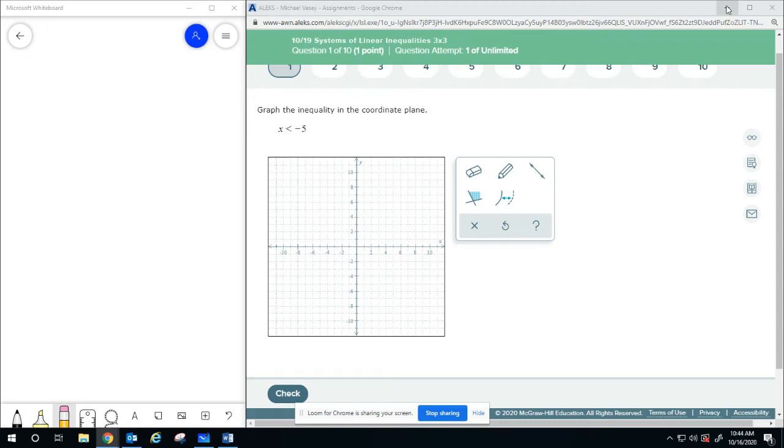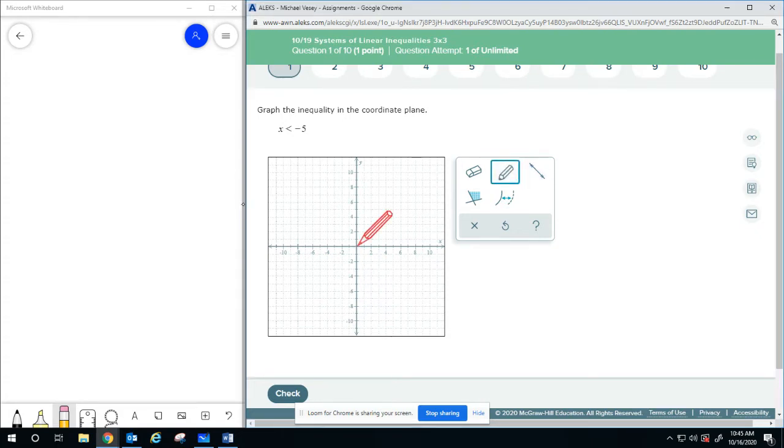Graph the inequality in the coordinate plane. Here we have a simple inequality, x less than -5, and we're being asked to graph it in an xy plane. Now this is different than graphing a line that's in the form y equals mx plus b, or a line that has two variables, right? I mean, this is just x. So how do I graph that in an xy coordinate plane?